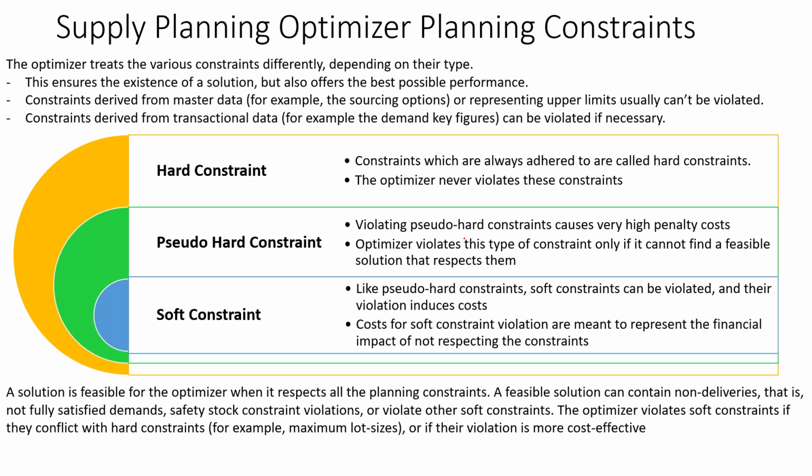Okay, so now in the optimizer there are three kinds of constraints. A constraint is a condition in my supply chain.